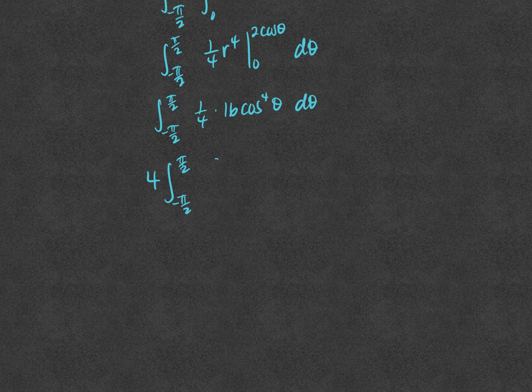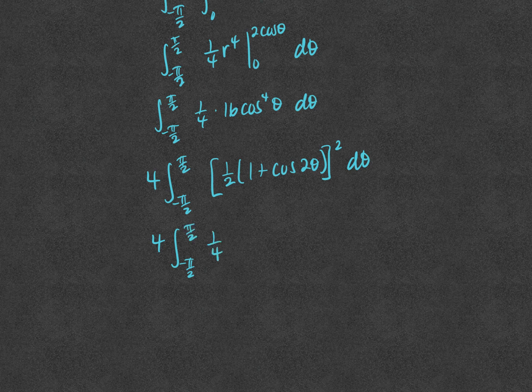So I'm going to go ahead and call this bracket 1/2 parentheses 1 plus cosine of 2 theta, because that's cosine squared, and we're going to square all of that because it's technically cosine squared squared. So that parentheses is cosine squared, and we're going to square that. So we have 4 times the integral of negative pi over 2 to positive pi over 2. 1/2 times 1/2 is 1/4. And then we have 1 plus 2 cosine 2 theta plus cosine squared 2 theta d theta.